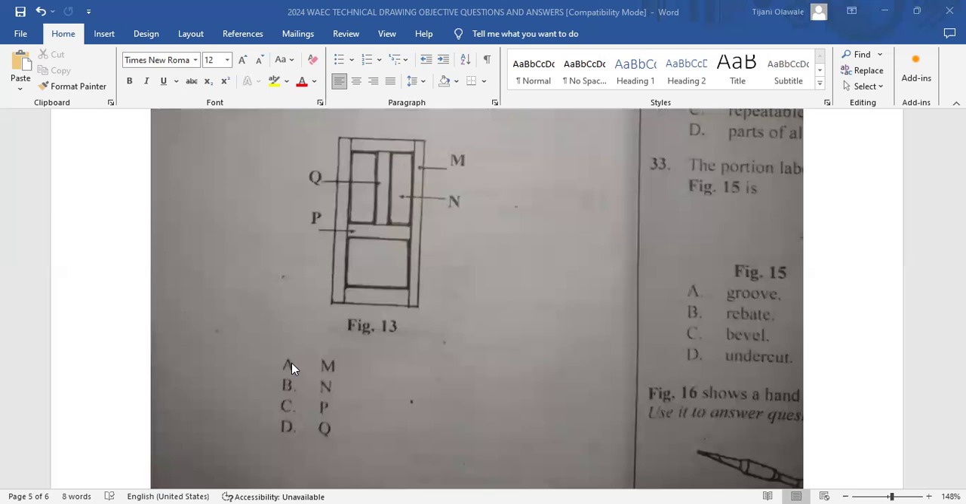So we have answered questions 1 to 40. That is 1 to 30 on general geometrical drawing, and then questions 31 to 40 on building drawing. So those are the answers that we got for this 2024 technical drawing objective questions.